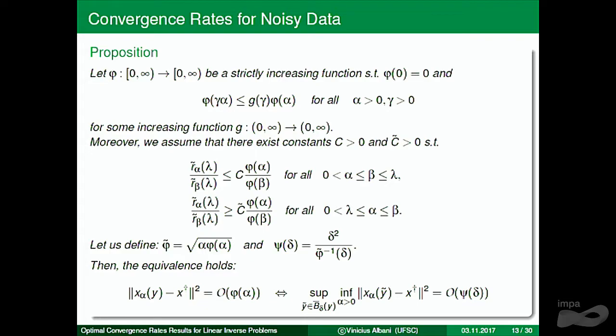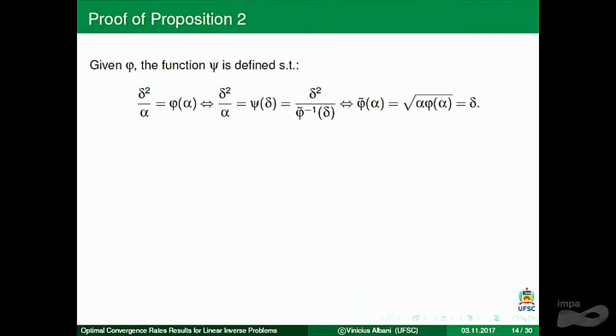To achieve the convergence rate in the noisy case, we need some additional function psi, which is defined in terms of phi here. And in general, we cannot find psi explicitly. We can only define it implicitly, but we shall see that in the case of logarithmic source condition, it's not so difficult to find a logarithmic decay here. The proof of this result is much more involved.